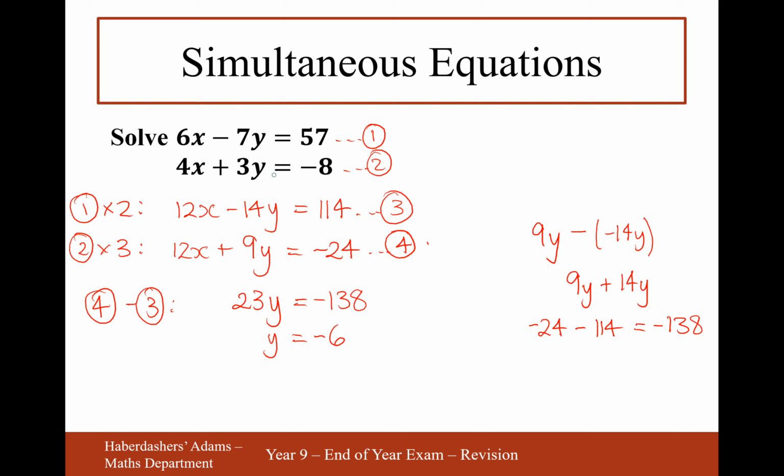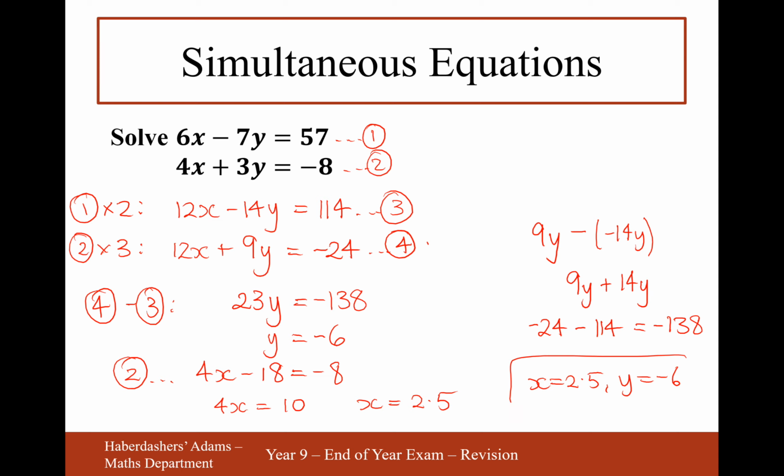But don't stop there, we need to now plug it back into one of the equations to work out what x is. We've only half done this question. 4x minus 18 equals minus 8. Add your 18 onto the other side, you get 10. So then x is equal to 2.5. So the answer to this question is x equals 2.5. You always write the x one first. Y equals minus 6. And that's the answer to this question.